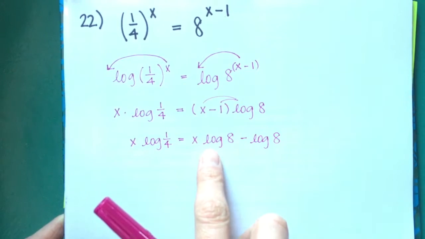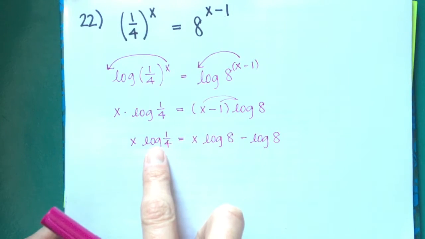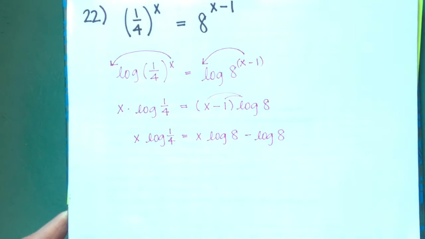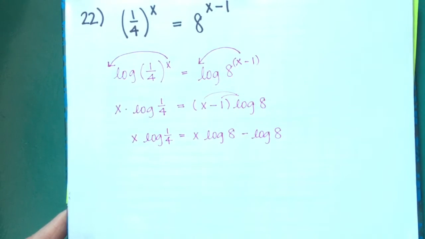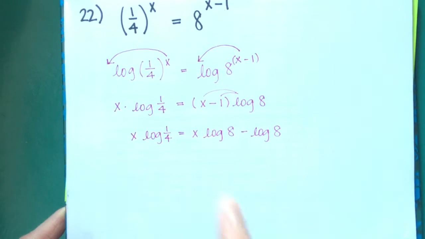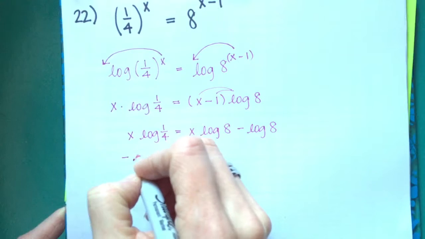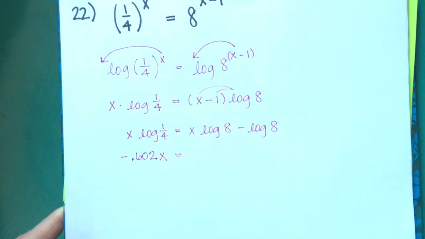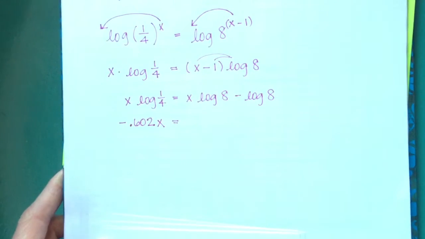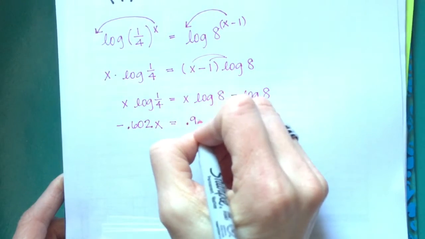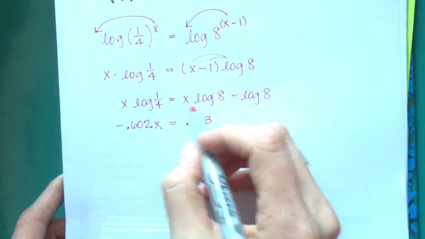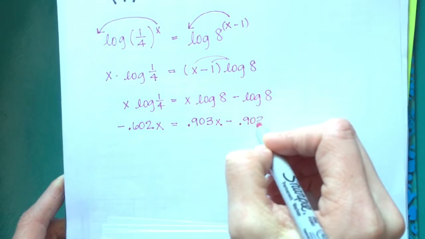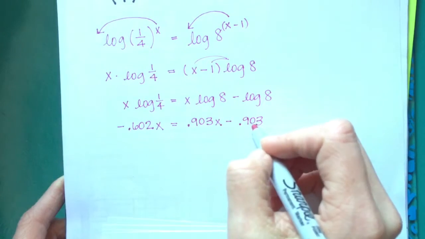So all of these logs, log of just a number, are just going to be decimals. Use your calculator to go through, and you can do them all now if you'd like. So you'd enter log of 1/4 in your calculator, and you get negative 0.602x. And this will help you see that it's just an algebra equation at this point. Log of 8 is 0.903x, and then minus 0.903. Log of 8 in your calculator is 0.903.